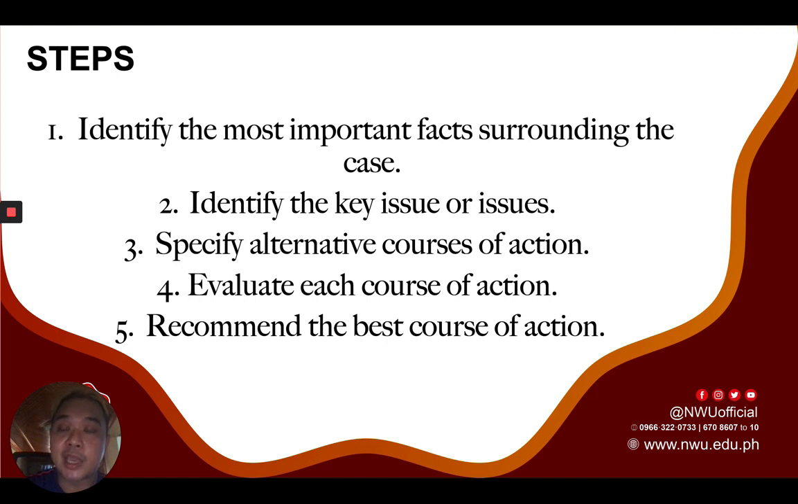Let's go to the second step, which is to identify the key issue or issues. Use the facts provided by the case to identify the key issue or issues facing the company you are studying. Many cases present multiple issues or problems. Your task is to identify the most important and separate them from more trivial issues. State the problems or challenges facing the company.